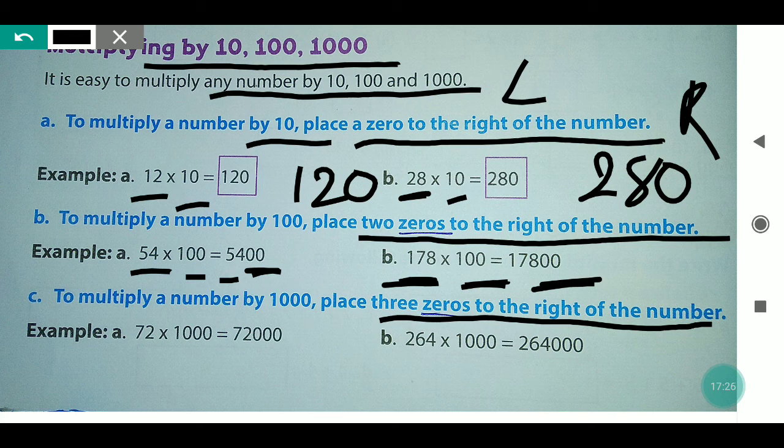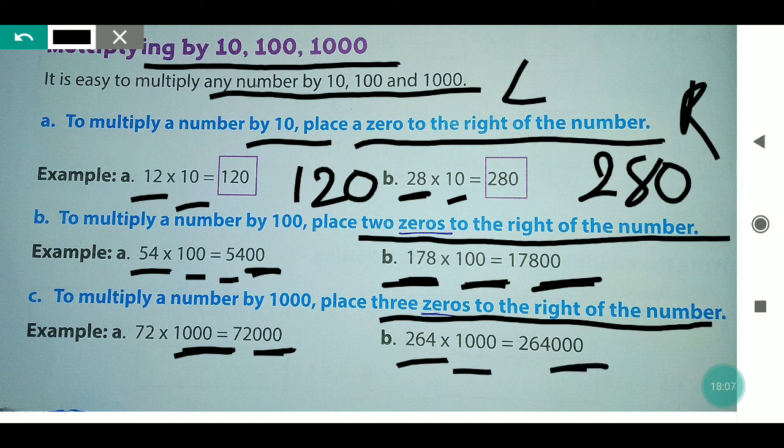By doing this we are making things easier. We already know that when we multiply any number with 0, we get 0 only. So the number of zeros we just put to the right side, and the numbers which are left, like 72 and 1, we multiply. 72 into 1 you will do, then you will get 72,000.